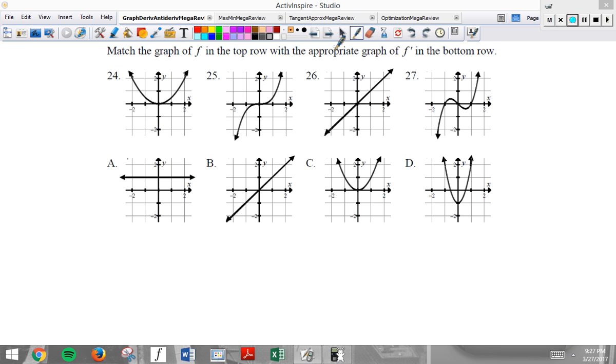Alright, let's warm up. This is a good warm-up question. Play the matchy game. The top row is a graph of f. The bottom row is a graph of its derivative. Pause the video. 3, 2, 1. Alright, let's start with the easy one. Slope equals 1. Always.